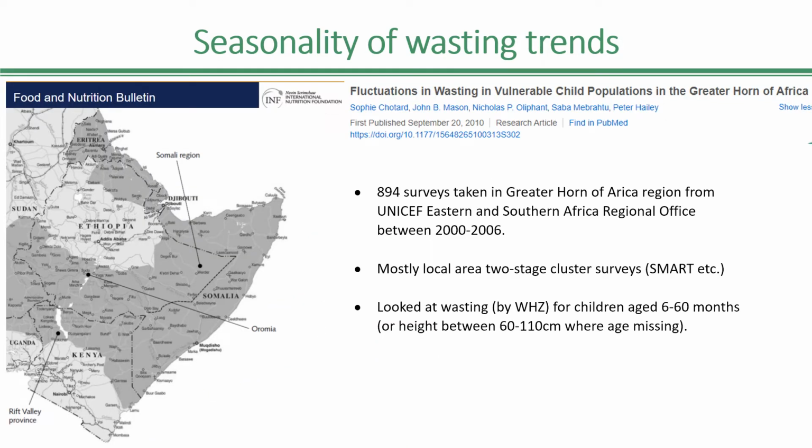Let's look at some further examples from the literature. There's a nice study by Sophie Trottard and her team that collated almost 900 surveys from the Greater Horn of Africa, which the UNICEF Regional Office had compiled. These were mostly SMART surveys, or at least two-stage cluster surveys, and they were looking at wasting measured by weight for height Z-score among children aged 6 to 60 months.